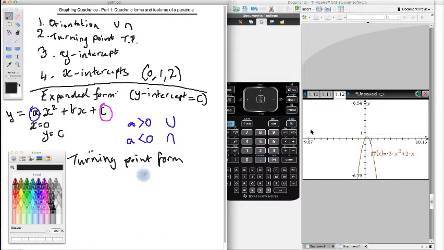Now some people also call this vertex form. Vertex form. And the turning point is the same thing as the vertex. It's just another name for this point here, the turning point. So, no points for guessing what turning point form is handy at finding. It is handy at finding the turning point. And the form looks like this.